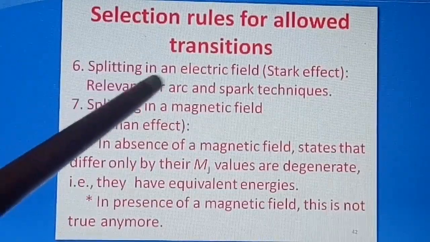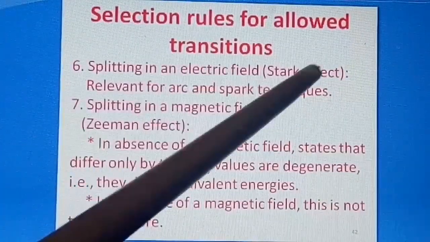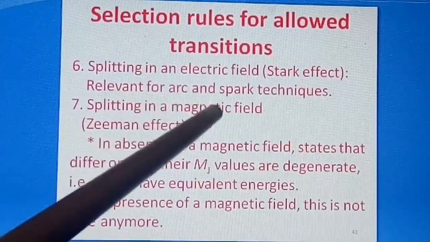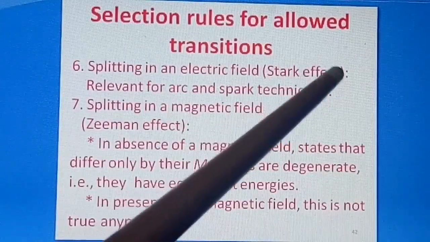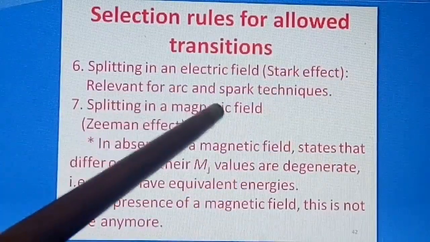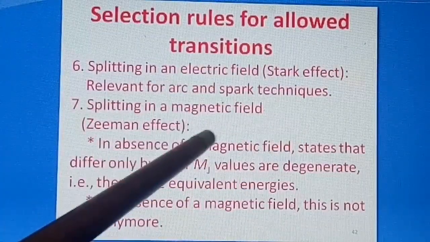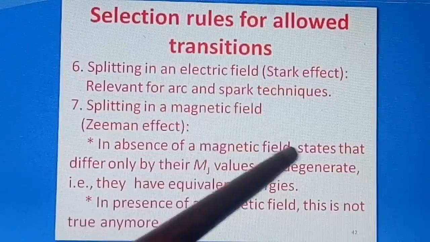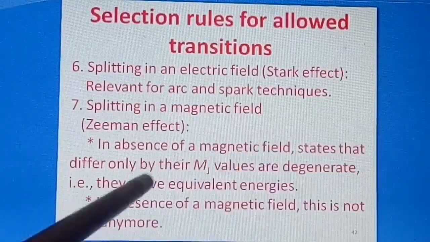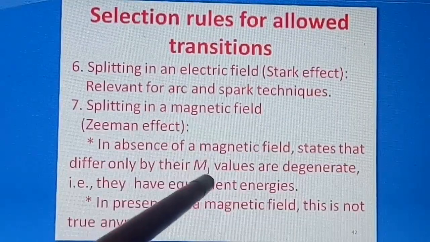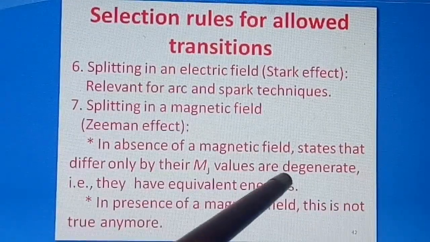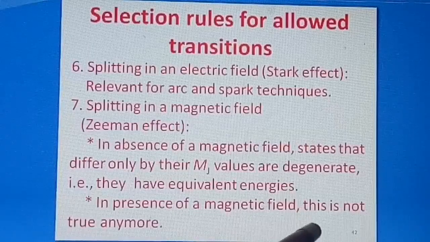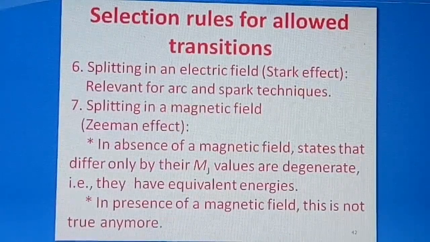Sixth rule, splitting in an electric field. This is called the Stark effect, relevant to arc and spark techniques. So this splitting is called the Stark effect, and the splitting in a magnetic field is called the Zeeman effect. In the absence of a magnetic field, states that differ only by their mj values are degenerate, that is, they have equivalent energy. In the presence of a magnetic field, this is not true anymore.